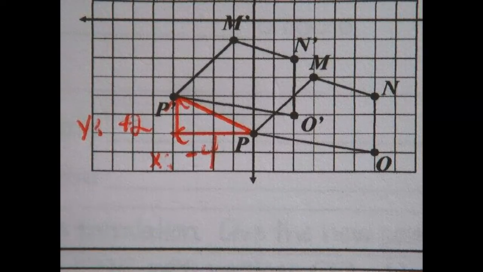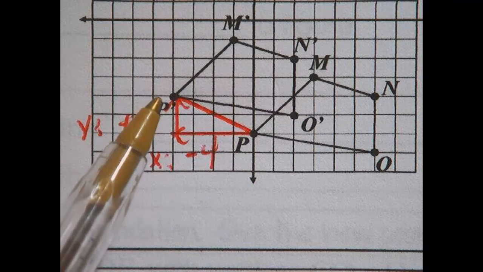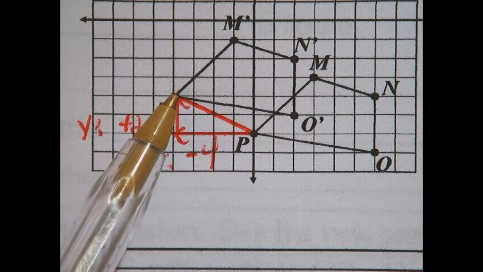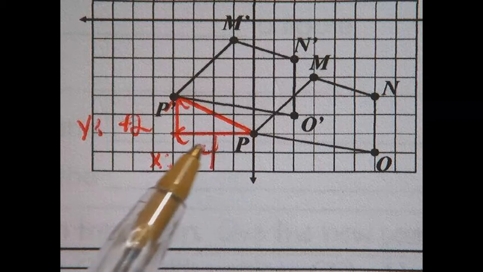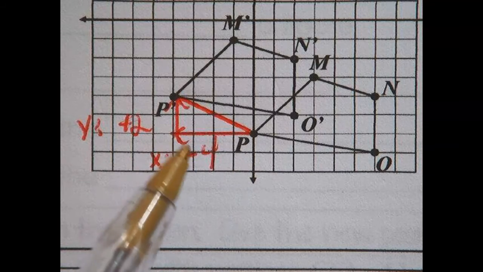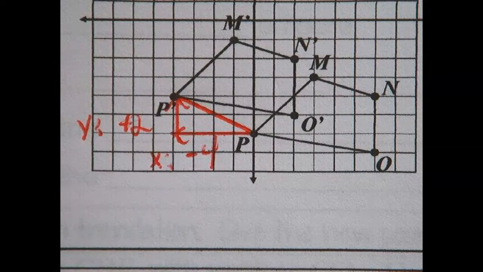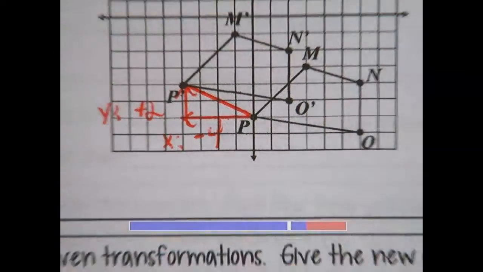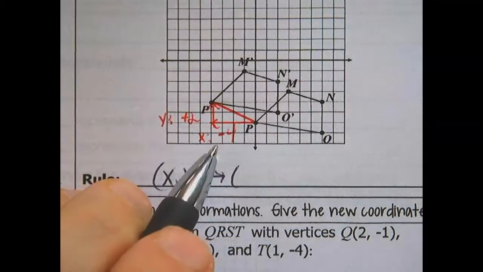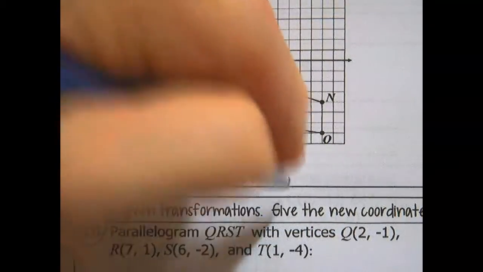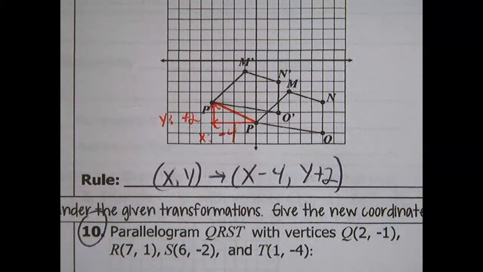Okay, this time I drew some arrows. So I chose P for my point. Going from P to P prime is this line right here. When I broke it down into what are called components, I made my right triangle, and it goes this way. See the arrow there? I went to the left 4 units, so x goes minus 4, and then I went up 2 units. So my rule, x, y, will go to x minus 4, y plus 2. Okay?